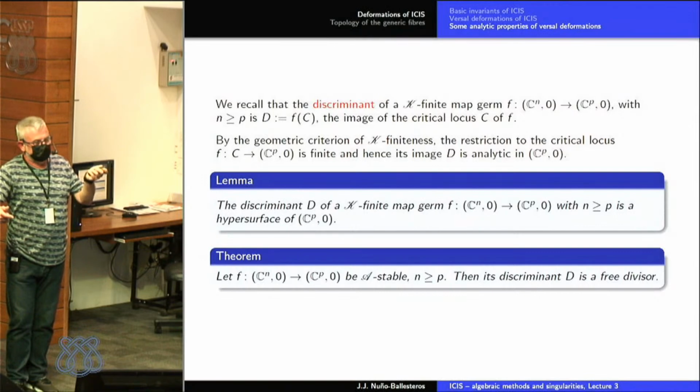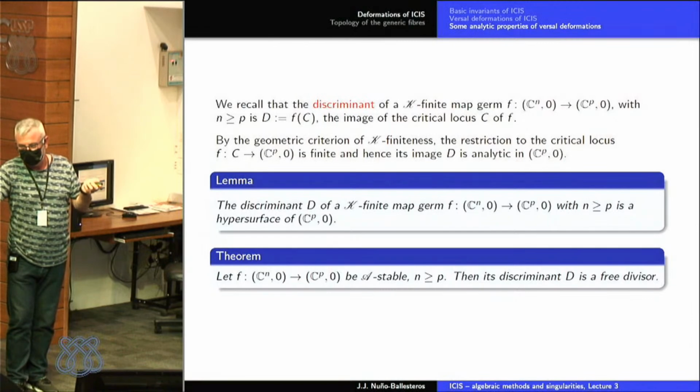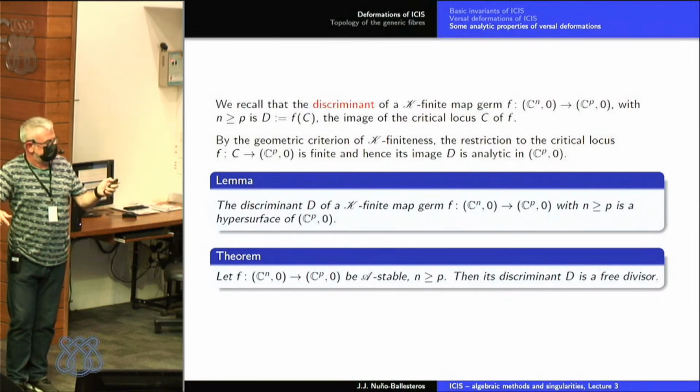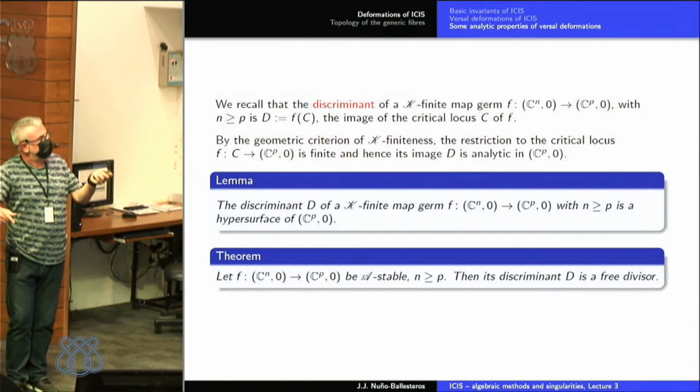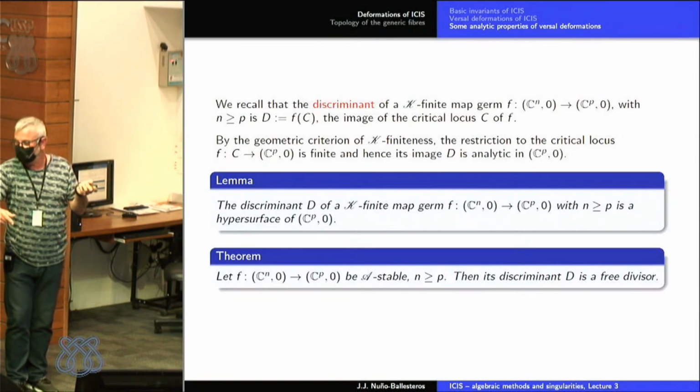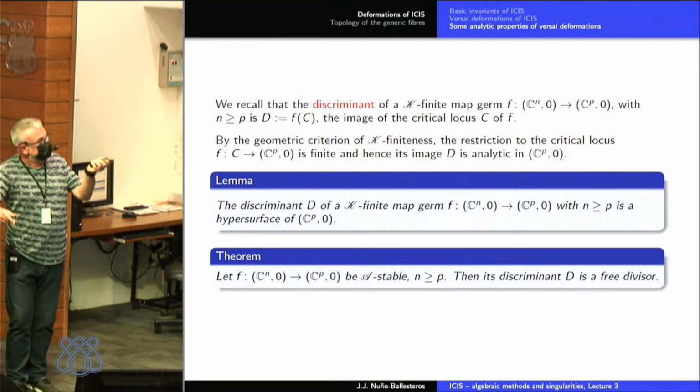This, in fact, is the crucial step in the proof of a famous conjecture by David Mond, that the A-codimension is less than or equal to the image Milnor number or the discriminant Milnor number. For the case of mappings from C^n to C^p for n greater than p, this conjecture was proved by Damon and Mond, and the crucial point of the proof is this theorem. And this theorem was proved by Looijenga in his book. Okay.